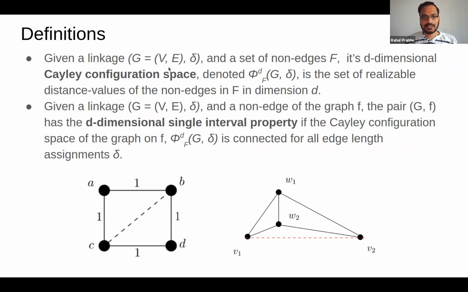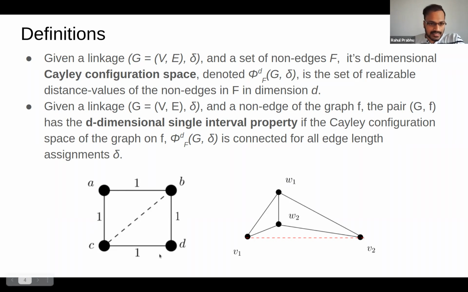Given a linkage, that is a graph with positive edge length assignments to E, and a set of non-edges F, its d-dimensional Cayley configuration space, denoted as phi d F of G delta. Here d is the dimension in which you're realizing, F is the set of non-edges. So the Cayley configuration space is the set of realizable distance values for the non-edges in F in dimension d.